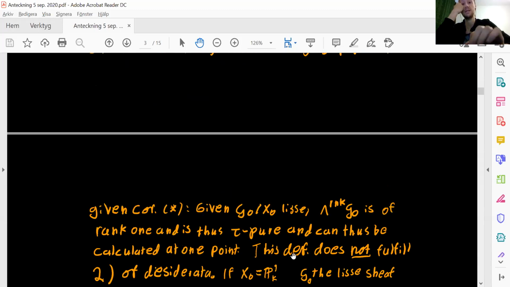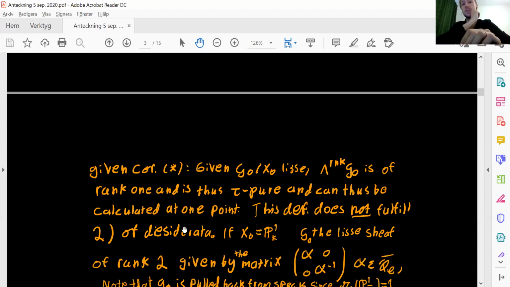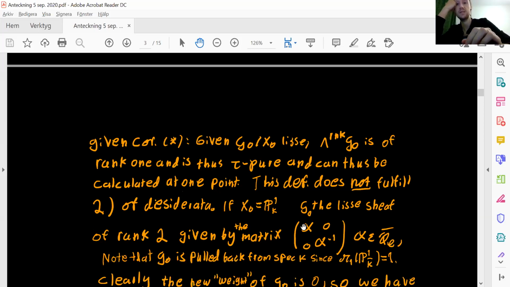But it's not really a good fit for the other desiderata, because we will lose a lot. Of course, we will lose a lot of information when we just take the determinant. Here's just one example. If we let X0 be the projective line, now let G0 be the lisse sheaf of rank 2, as given by the matrix alpha, alpha inverse, where alpha is an element in Q_l bar.